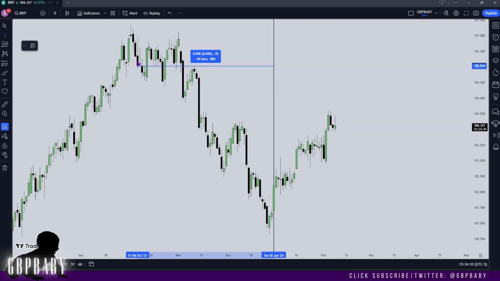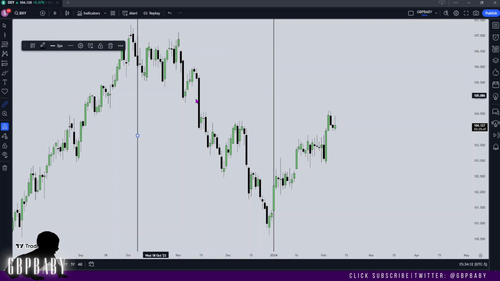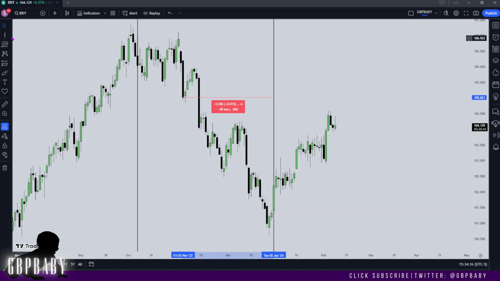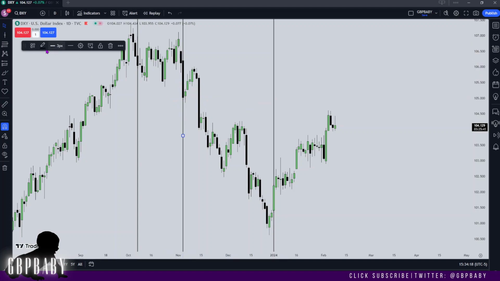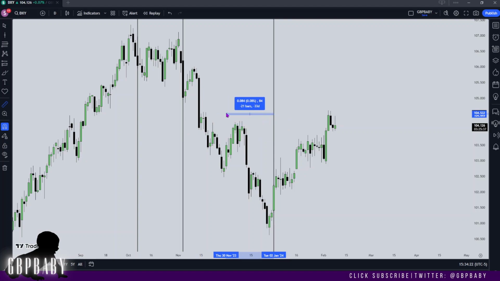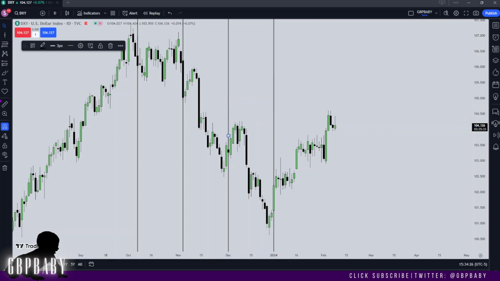I'll then paste another line there. And then I'm also going to cast back 40 days. So we get 40 bars right here. And then we're going to cast back 20 days from here as well, which takes us right here. And then with regards to casting forward, we're going to do the same thing.